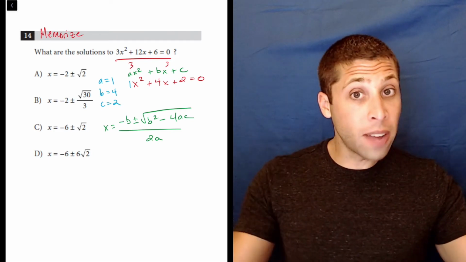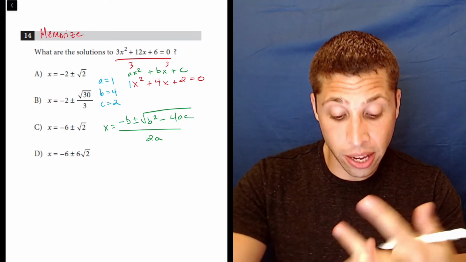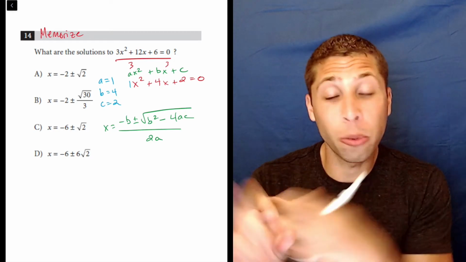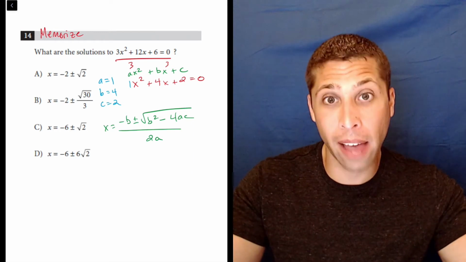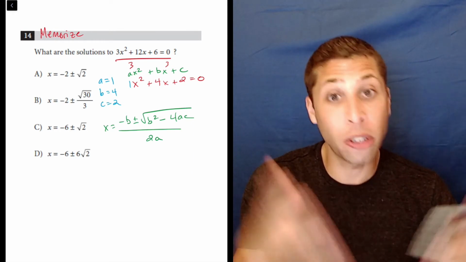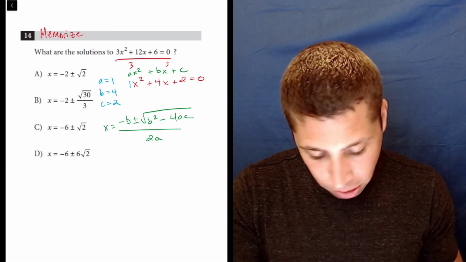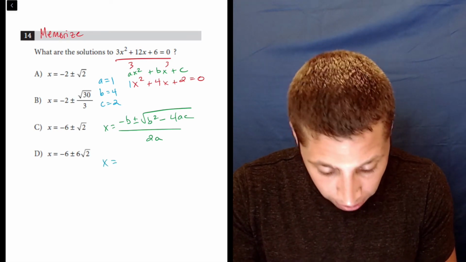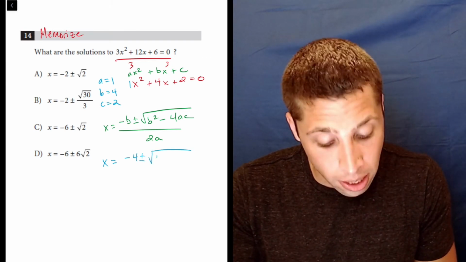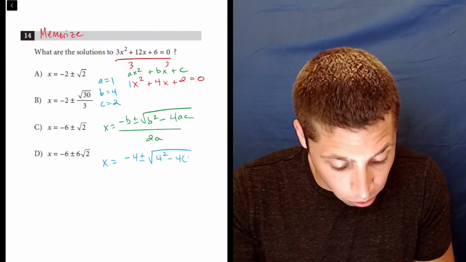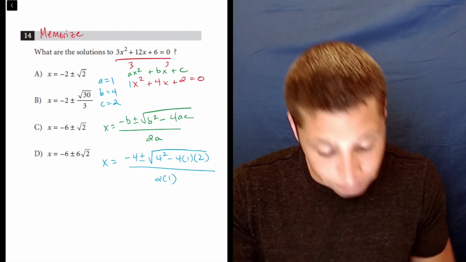Now if I hadn't divided, I would have had bigger numbers. I would have had a is 3, b is 12, c is 6, and those numbers would have gotten me the same answer, but it would have added in more steps, bigger math to do in the equation, which is already confusing. So smaller numbers are better. So let's just plug in here. Negative b is negative 4 plus or minus the square root of 4 squared minus 4 times 1 times 2, all over 2 times 1.